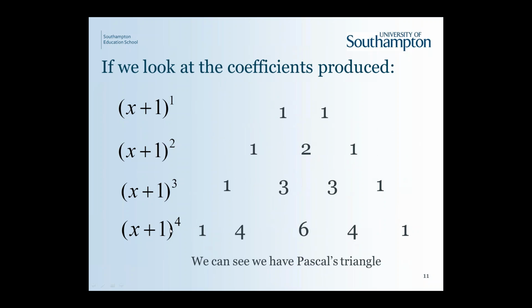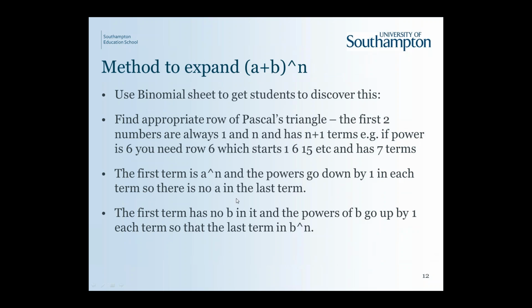binomials. Now here we've just been looking at x plus 1. So when we have x plus 1, we can simply just write out Pascal's triangle and then put it in front of the x's. However, when we have something different, so a and b just represent anything, I've uploaded a sheet called Binomial Sheet, which gets them going through just doing the expansions and figuring out Pascal's triangle. They then have to go through this method, which is what I'm going to show you now.